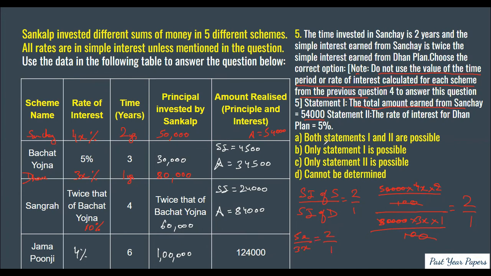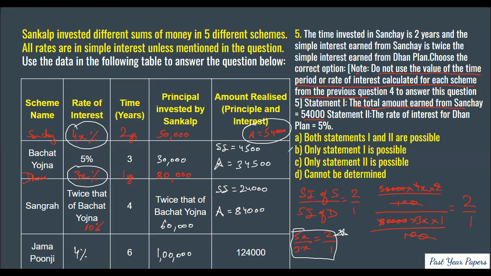Now please think carefully. Can you find the value of x from this equation? No, we can't find the value of x. So if we can't find the value of x, that means we can't find the rate of interest for Sanchay and the Dhan plan. Now, if we can't find the rate of interest, we can't find this amount as well, right? If we can't find the amount, we can't tell whether the first statement is correct or not. Similarly, the second statement, the rate of interest for the Dhan plan. See, if we can't find the value of x, how can we find the value of 3x, right?